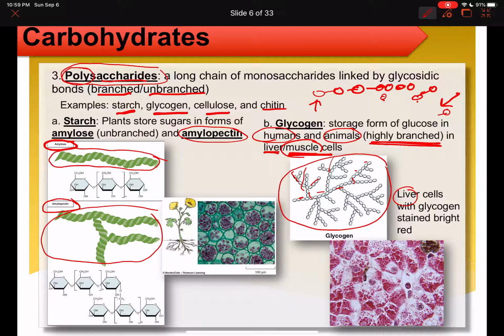Okay, are these in plants or are these in humans? If they're in humans, where specifically can we find glycogen, for example? So make sure you highlight all of these important points I've talked about in this particular lecture.